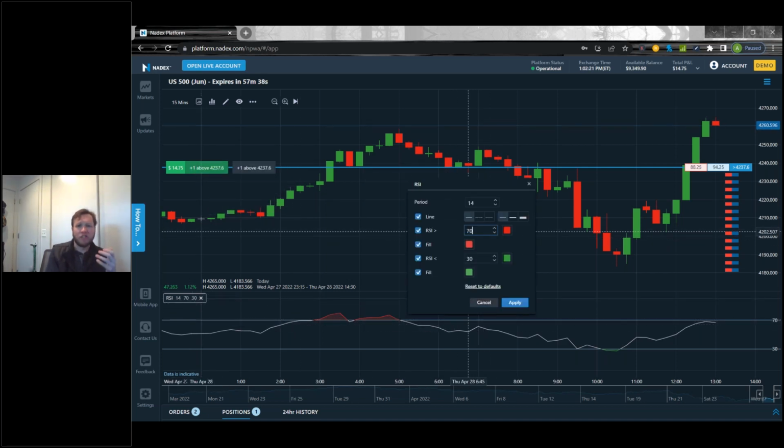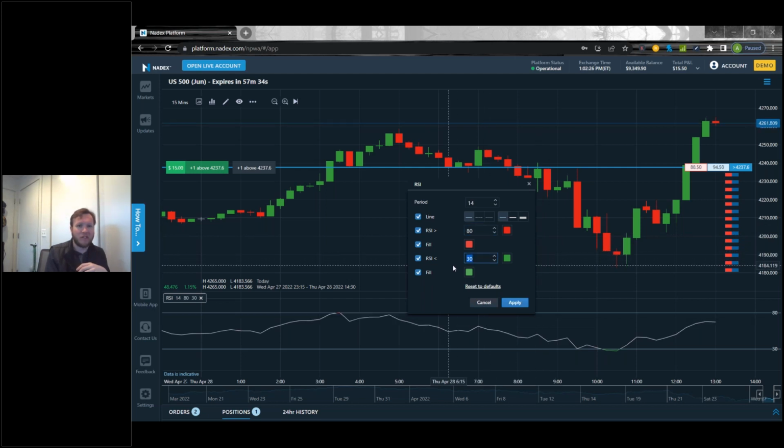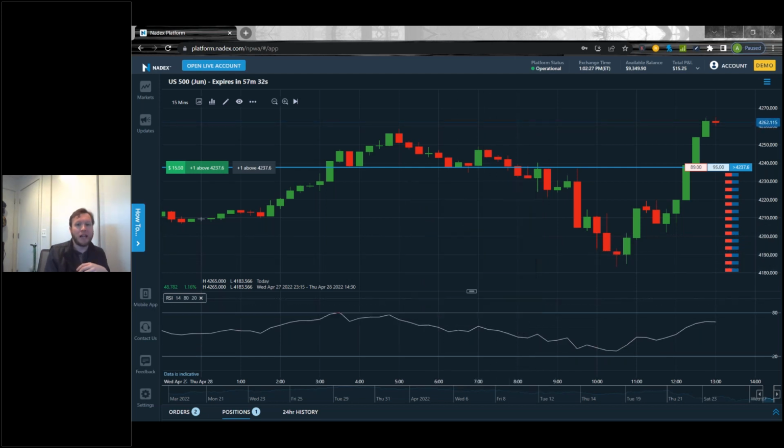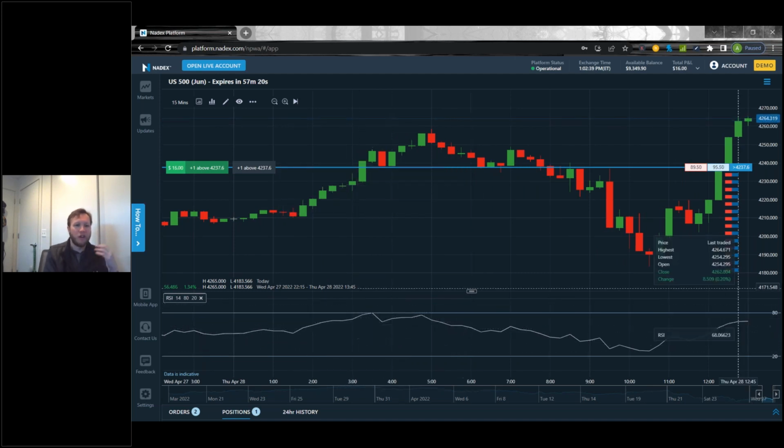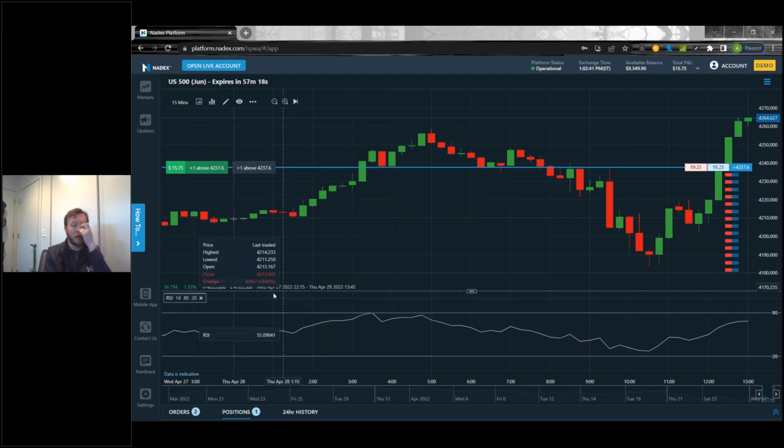You can also change these. For example, I know a lot of people, instead of using 70-30, use 80-20, just to give you a really, really overbought or a really, really oversold signal. People will do that sometimes. And you can see now we don't really have any. We're playing around with the overbought limit here, but there's not much. So you can change those as well.